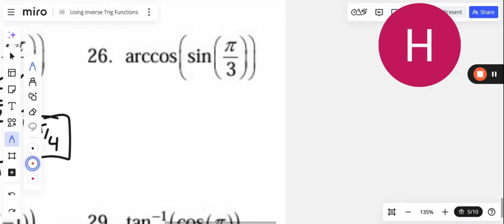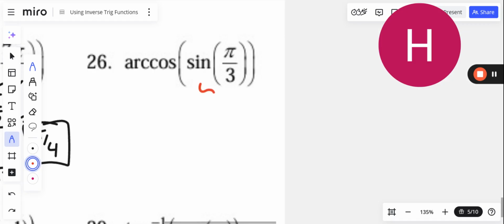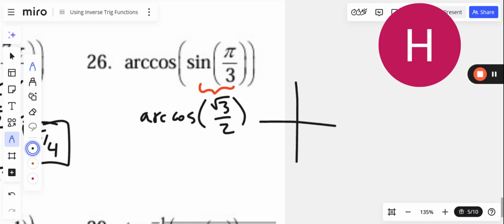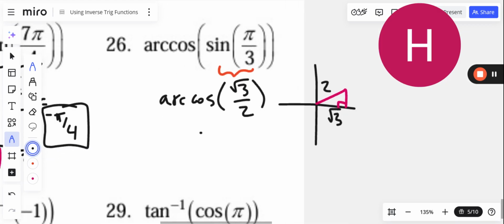Arc cosine of sine pi over 3. Sine of pi over 3, you should know this off the top of your head very quickly. Square root of 3 over 2. So we want to do arc cos of square root of 3 over 2, which means positive cosine. And that means I'm going to draw this there. This is going to be my square root of 3, this is going to be my 2. So what angle is that? That's going to be, of course, pi over 6. This is a 30-degree angle here.